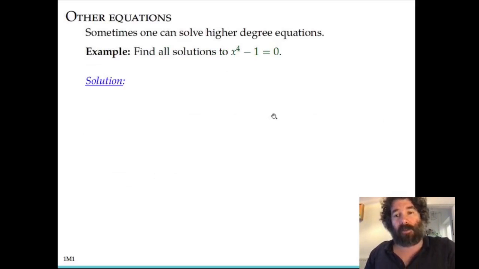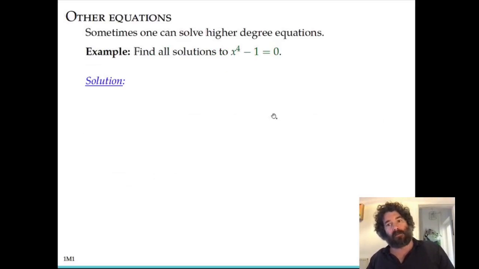All right. So let's look at one other example. Finding all the solutions of a higher order polynomial equation. So this is a fourth order equation, x to the fourth minus 1 equals 0.